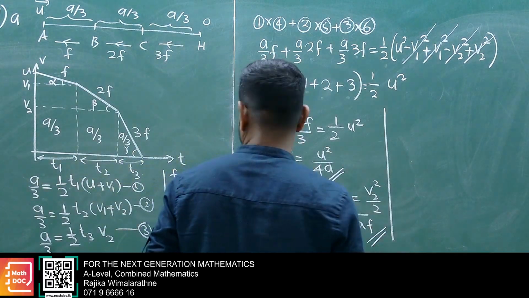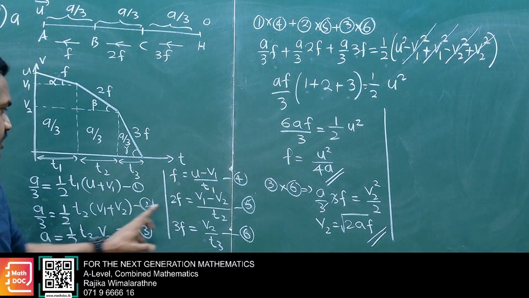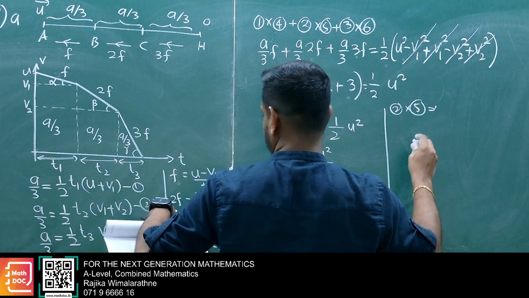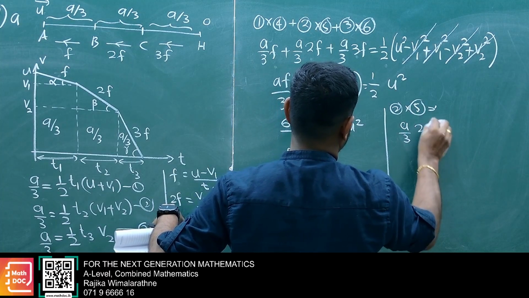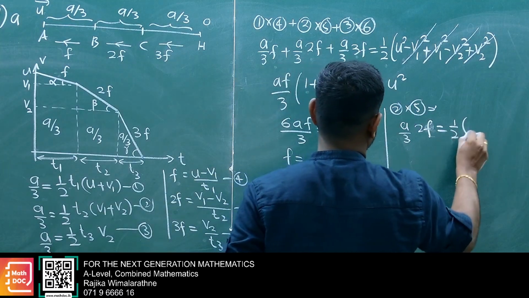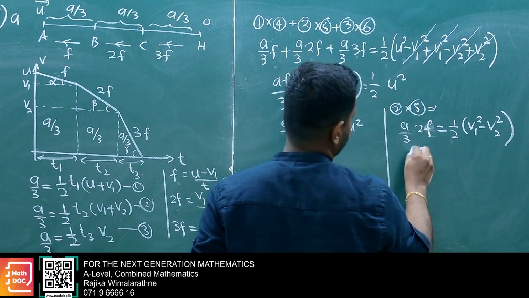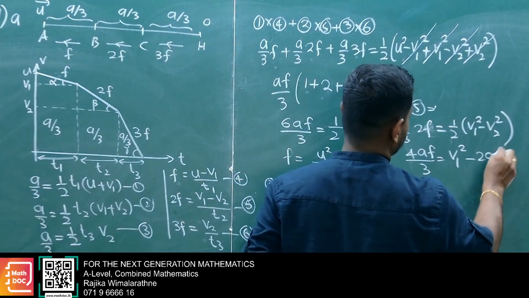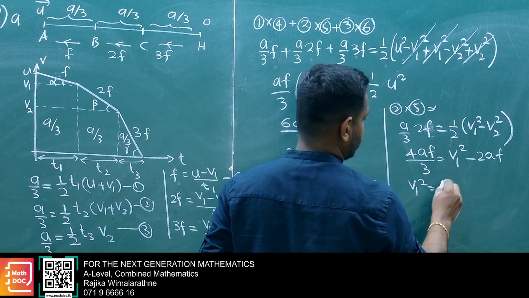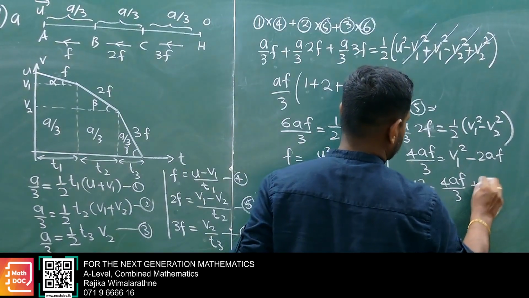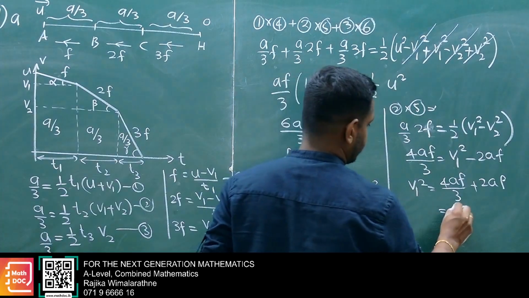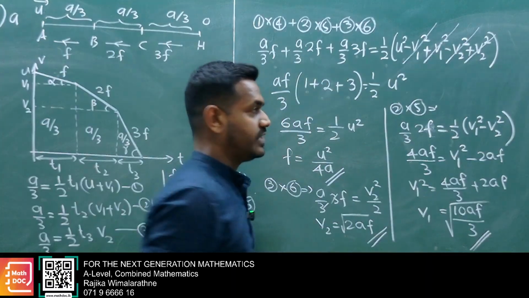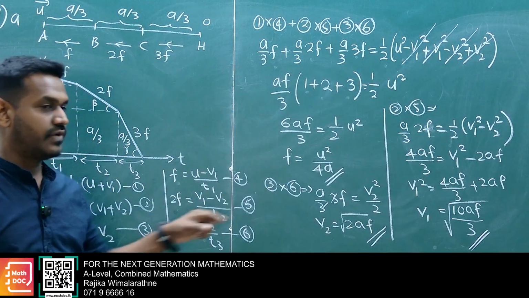Okay. Then multiply these two, 2 and 5. A over 3, 2F, one over 2, V1 square minus V2 square. Then 4AF over 3 equals V1 square minus V2 square. Here V2 square is 2AF. So V1 square is 4AF over 3 plus 2AF, which is 10AF divided by 3, root. Here V1. Now we know velocities V1 and V2. Then we can go further. Okay, do up to that.